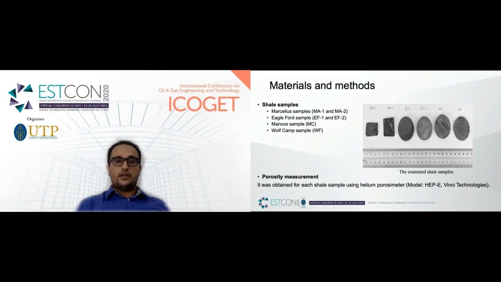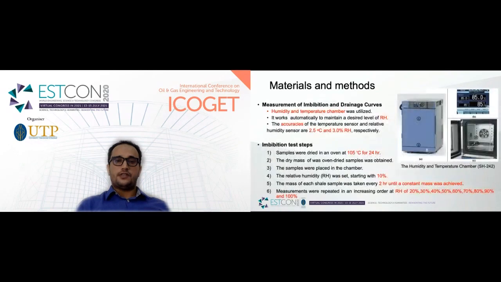We took 6 shale samples from the Marcellus Formation, Eagle Ford Formation, Mancos Formation, and Wolfcamp Formation. And we assessed the porosity of those samples using helium porosimetry, which will be used as an input in the further assessments. And this is the core of the work that we have done, in which we utilize a relative humidity chamber to assess the capillary pressure relationship in these shale samples.